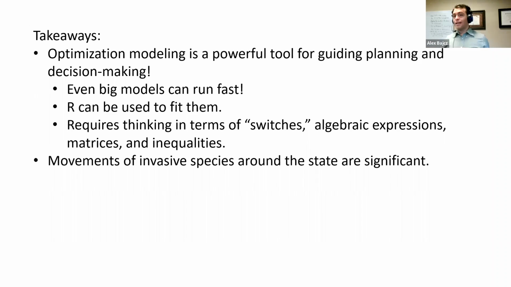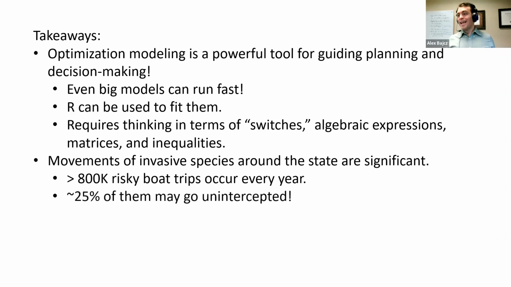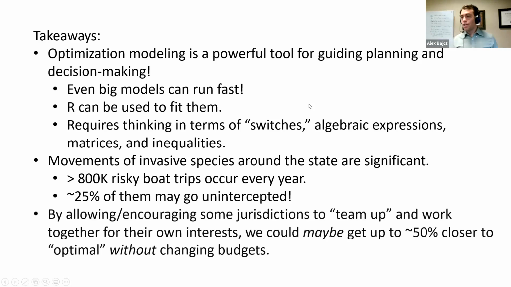The second takeaway I want to focus on here is that the movements of invasive species around the state are significant. And that's why we need tools like this to help us think about how to combat those movements. We would estimate that 800,000 risky boat trips occur every year within our state, and approximately 25% of them may go unintercepted at present, and maybe in some ways that's a conservative estimate, which means a lot of lottery tickets are being bought for species within our state every year. So we need to be thinking about how we could get closer and closer to making that percentage 0% if we want no more new invasive species to spread and establish.